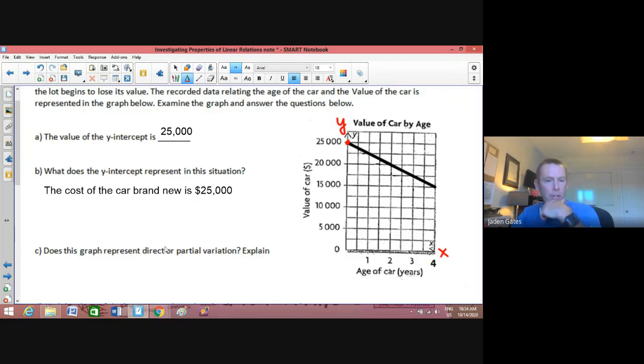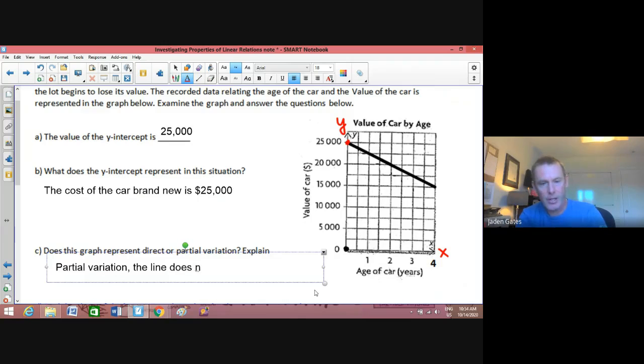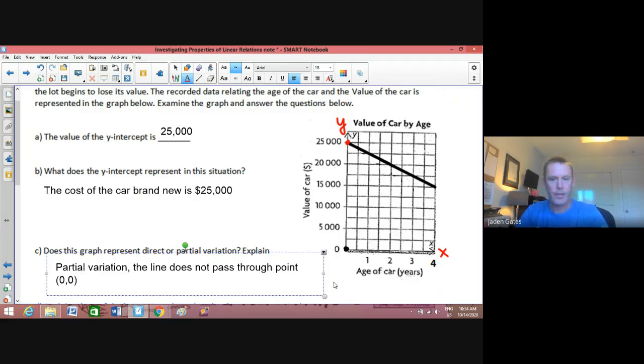All right, now again, this is a question we've looked at before. Does a graph represent direct or partial variation? And again, that refers to, does your line pass through our origin here, my black dot? It does not. And so because of that, that means we have partial variation. And it says explain. The line does not pass through point 0, 0, which is our origin.